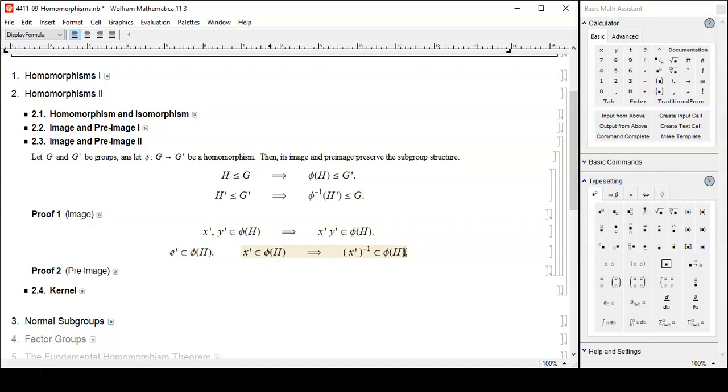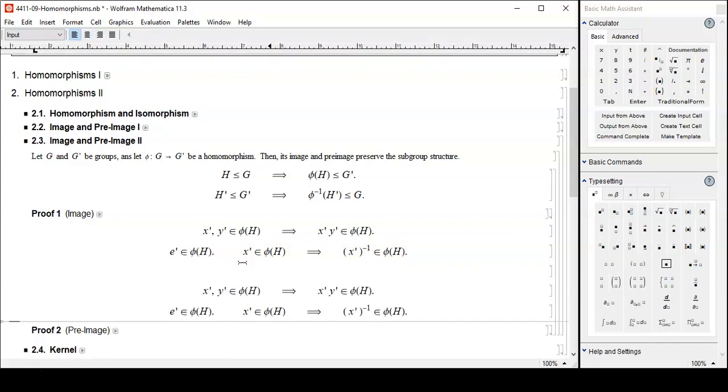And then what can we use? These X prime and Y prime belong to the image set. So everything came from phi of something. So instead of those X prime and Y prime, you can rewrite this one as phi of X, and this one as phi of Y, and then this one here is phi of X times phi of Y. So we can rewrite this one into that form.